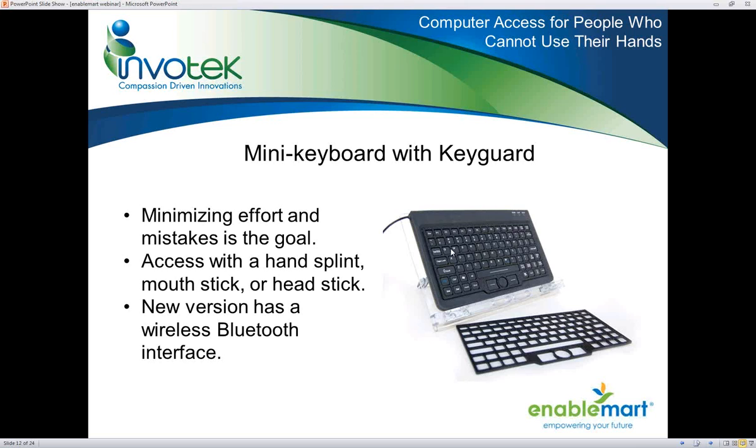And what that prevents is somebody from hitting two keys at the same time. So when Ben comes down and actually tries to select a letter, if he misses a little bit, he'll hit the plastic piece, and then he can slide his head stick either to the left or to the right to get the letter that he wants. But it prevents him from hitting two keys. And that prevents mistakes.